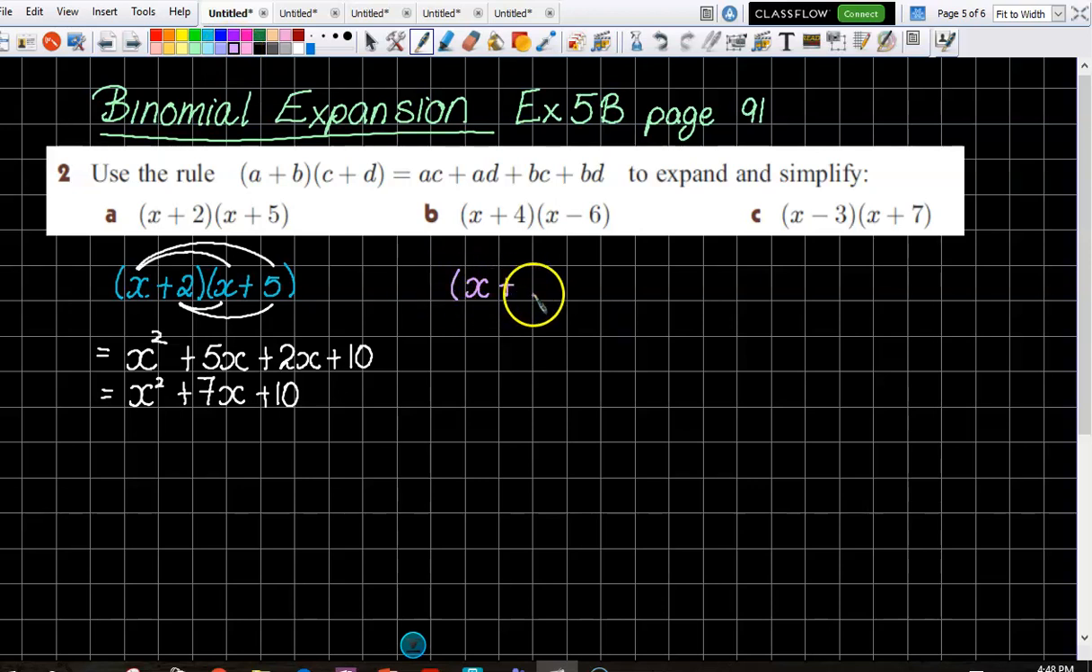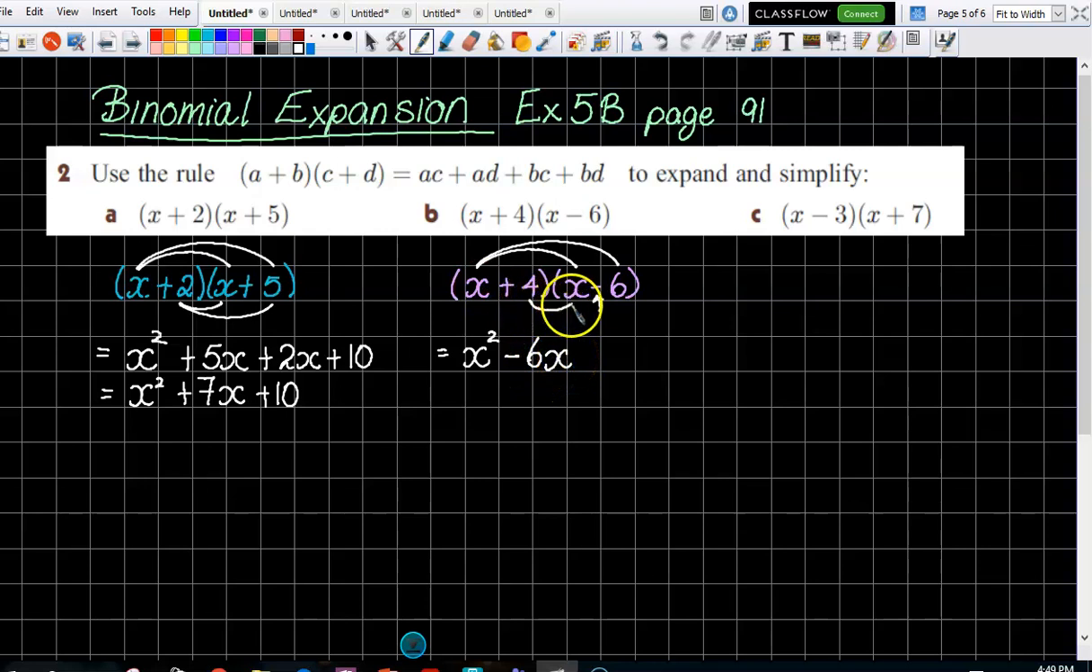Got x plus 4 times x take 6. Okay, so once again, x times everything in the second bracket. So x times x is x squared. Now, look in front of x, it's positive, right? So positive times a negative. That gives you a negative answer. Positive and a negative is a negative. So x times 6, 6x is how we write that.